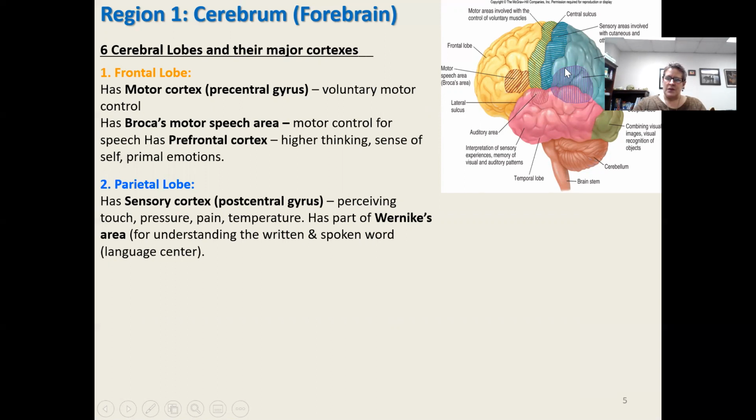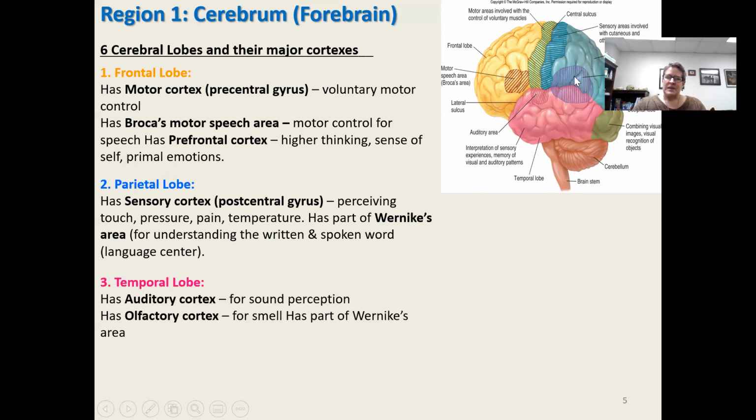Now, the Wernicke's area is your language center, and it works in conjunction with the Broca's area. But the Wernicke's area is for understanding both the written and spoken word. So if someone has damage to their left hemisphere of their brain and it affects the Broca's area, they'll have a speaking problem. If it affects the Wernicke's area, they're going to have a problem understanding language.